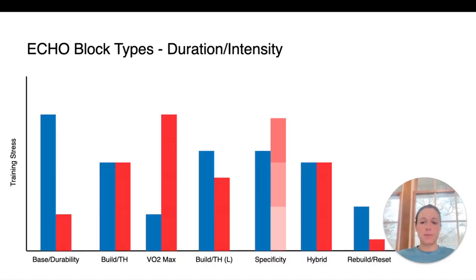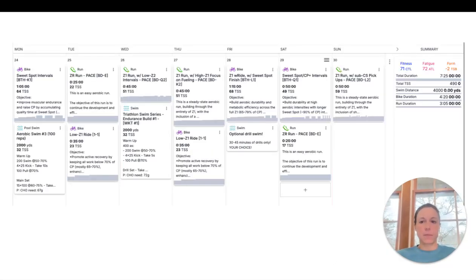So here's just an example of where the duration and intensities lie. The duration's in blue, the intensity is in red, and you can see how it fluctuates within the context of what we're trying to achieve. Here's an example of a workload. This athlete is in a build threshold block for the bike and a build durability block in the run. So these are two different blocks that we're using for this athlete because their physiology showed us they needed to increase their threshold ability on the bike, but still get a very long base and durability on the run.